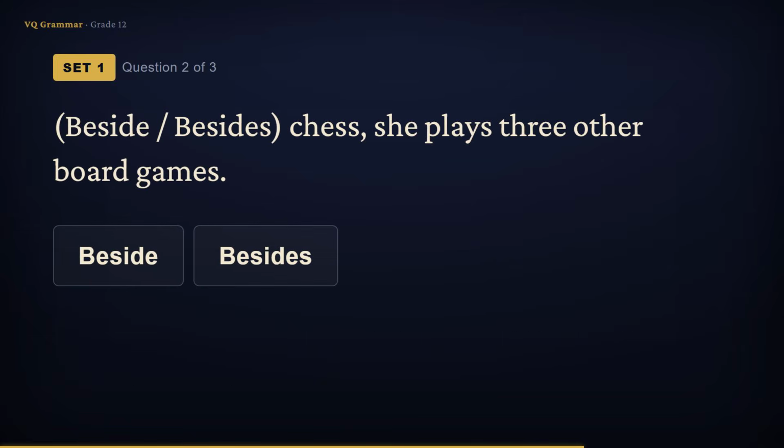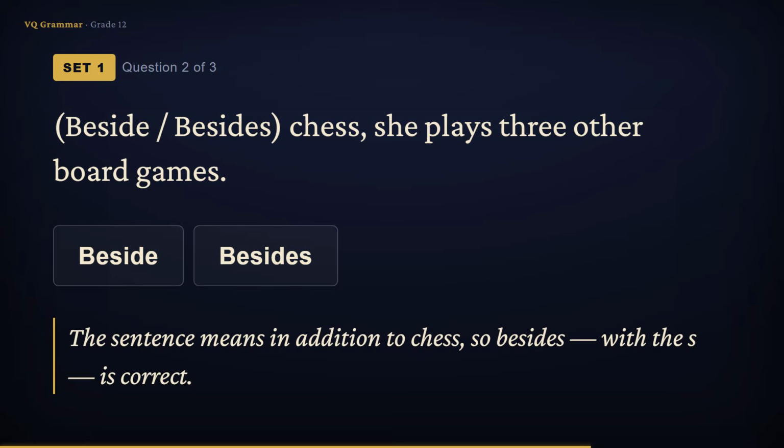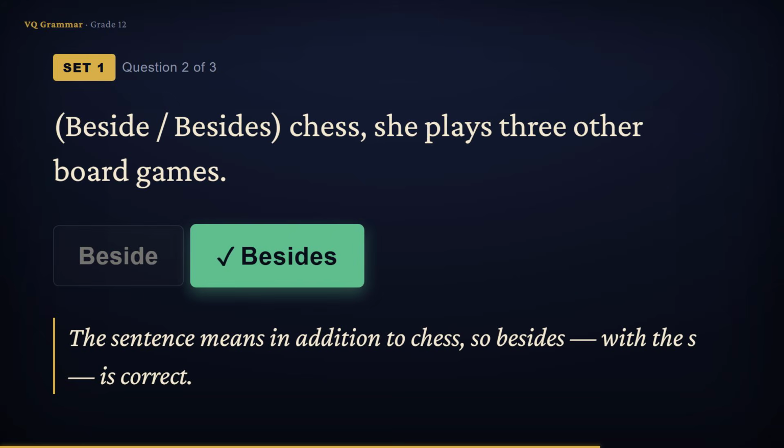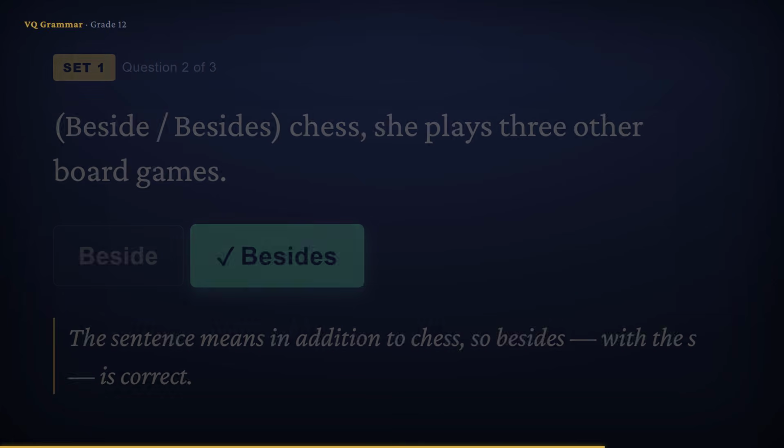Blank chess, she plays 3 other board games. Beside or besides? The sentence means, in addition to chess, she plays others. In addition to calls for besides, with the S. Besides chess, she plays 3 other board games.